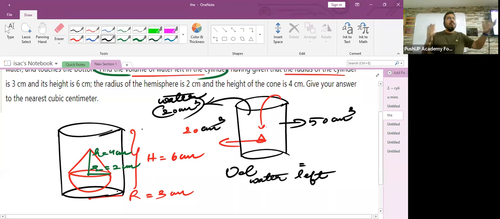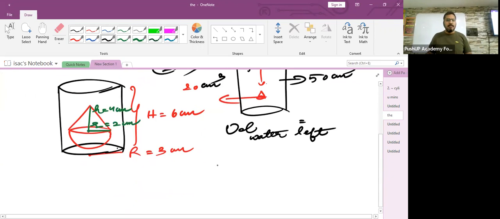Then if I ask you how much water is left inside the container, what will be the answer? Tell me. Kenju, 30. Why? Because out of 50, 20 has got spilled out, isn't it? So how much is left? 30 centimeter cube is left. Apply this logic and you can solve the sum.